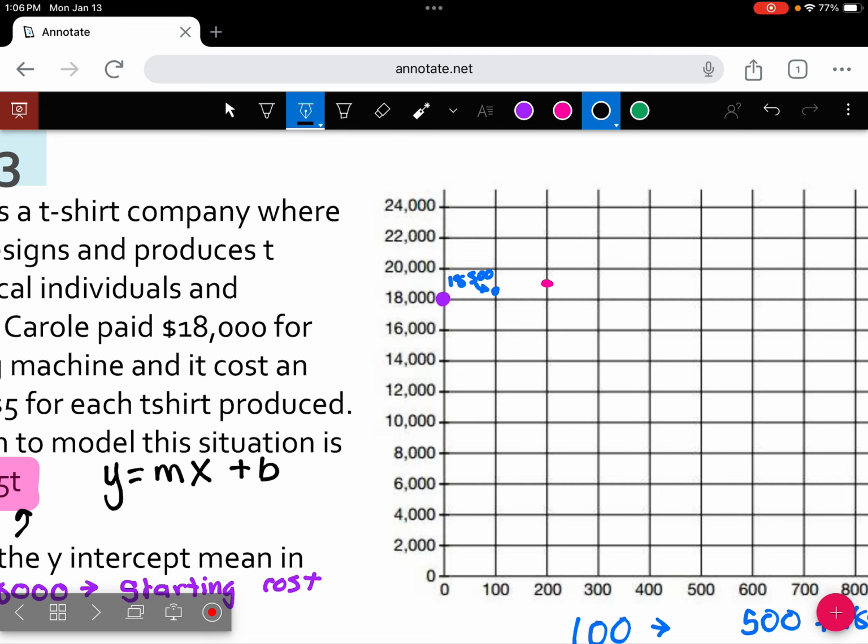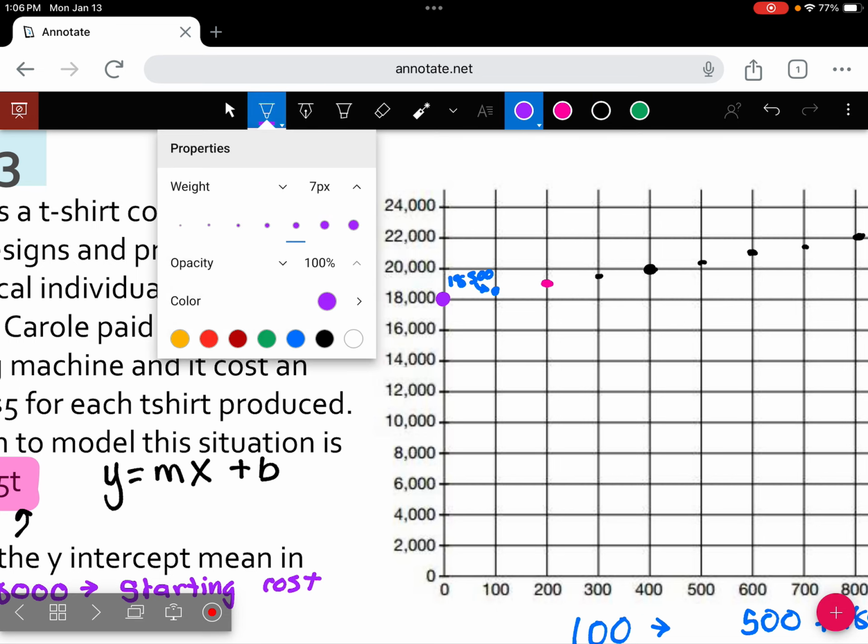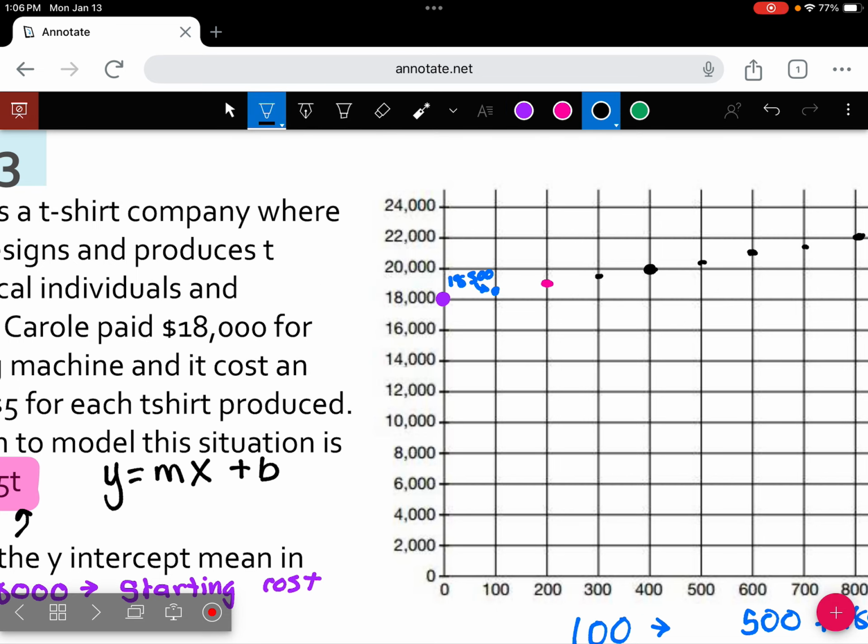So when there are weird units, we do need to be careful. So it's going to count up like this as we're going, to make our graph. So the more shirts she makes, the more she is spending money. So hopefully she's selling these at a pretty decent clip.